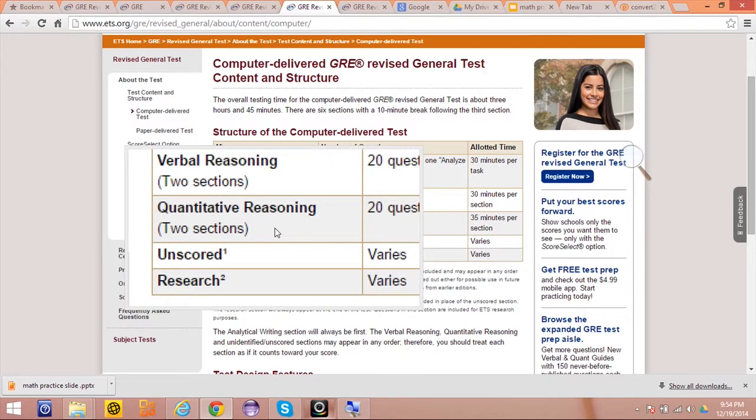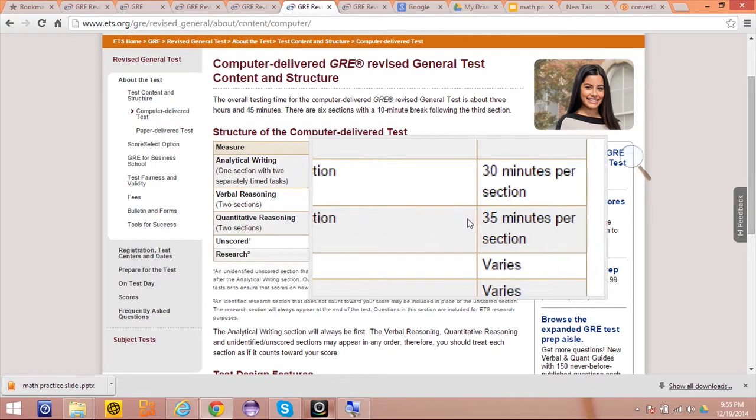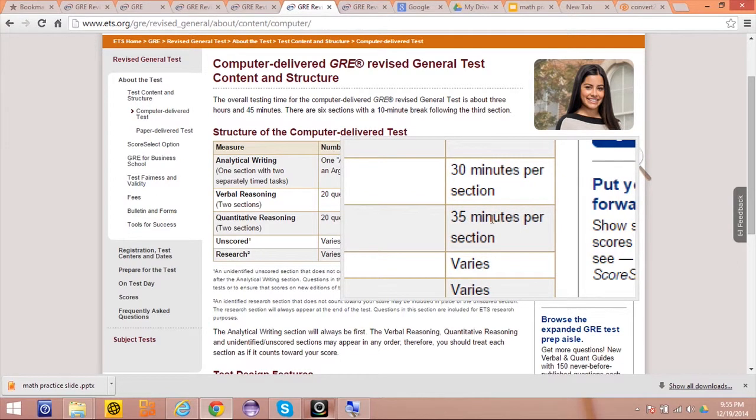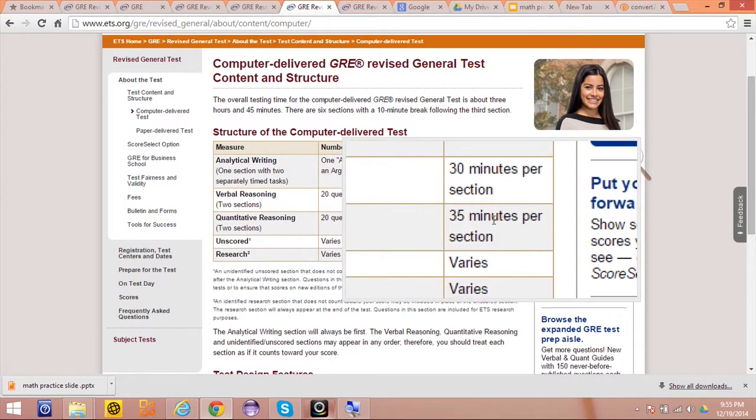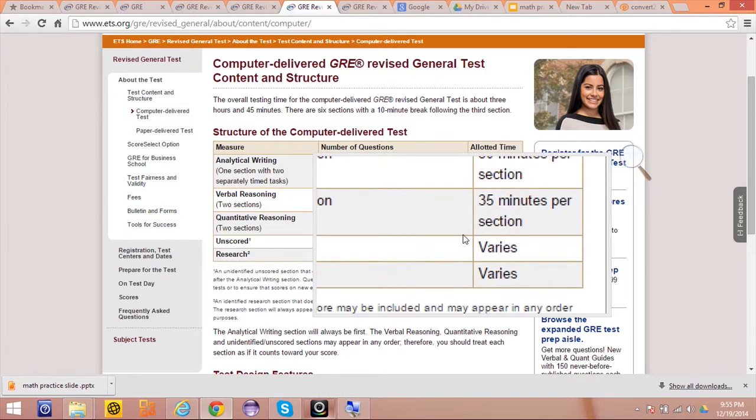So you got 2 hours from analytical writing and verbal reasoning. For quantitative reasoning, you also got two sections, 20 questions per section and 35 minutes per section. So that is more than 1 hour. You're looking at 1 hour and 10 minutes. That gives you 3 hours and 10 minutes. Okay, now the other sections.